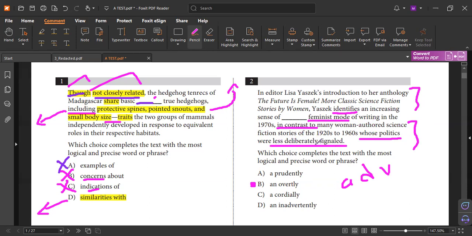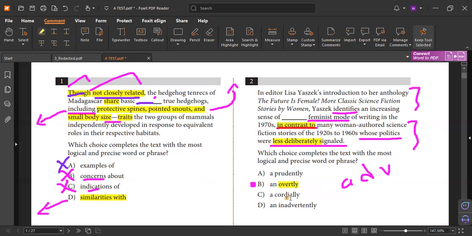So "less deliberately" means not intentionally to do something in your story, or you refer to an idea but not intentionally, not openly. So we need something from the answers opposite to this part. Less deliberately means not intentionally, so the opposite is to be intentional or open, and that means overtly. So overtly is already opposite to this part because he said "in contrast to."